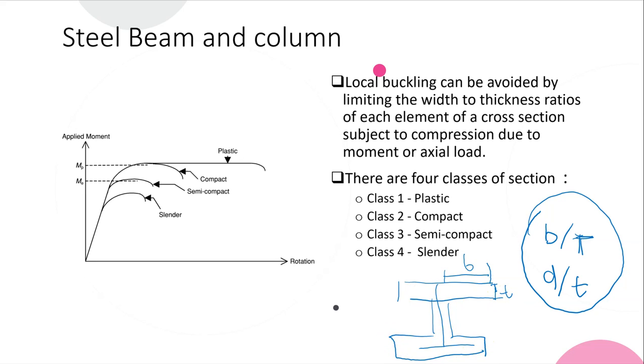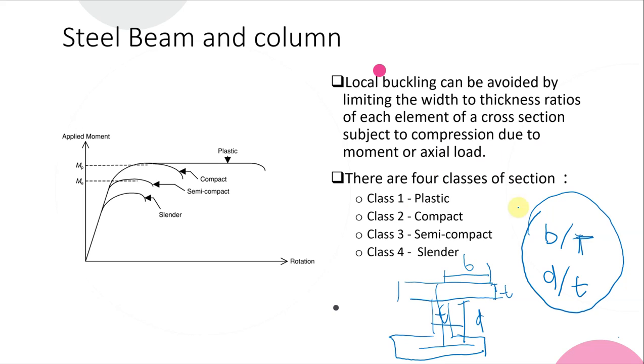Okay, and then D over T, so this one untuk flange, ini untuk web. So web tu D tu yang dalam ni, and the thickness is this one kan, that one lah. Okay, so kita kena tengok dari segi thickness, width to thickness ratio of each element of cross section. Maksudnya flange dengan web ni subject to compression due to moment or axial load.